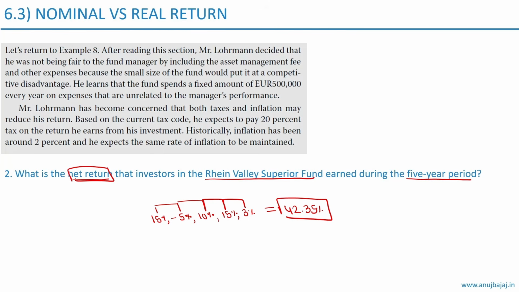But if instead of net return, gross annual return was given, then we were required to subtract the fixed expenses from the gross return to arrive at the net return for each year. Then multiply each year's net return to get the net return for the 5-year period. But luckily, we are directly given the net return for each year.